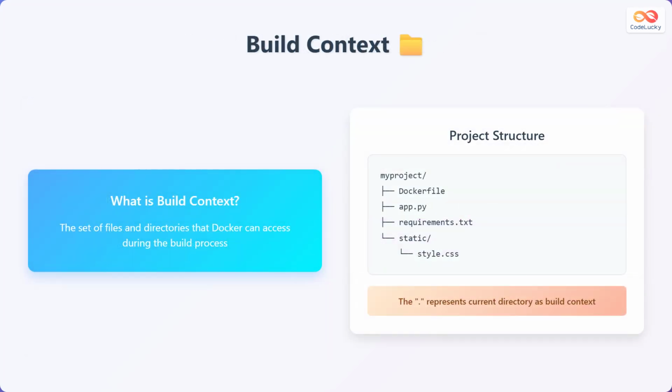The build context is the set of files and directories that Docker can access during the build process. If we have a project structure like my-project, with Dockerfile, app.py, requirements.txt, and a static directory containing style.css, the dot represents the current directory as the build context. The Docker daemon has access to all the files and directories within the my-project directory.